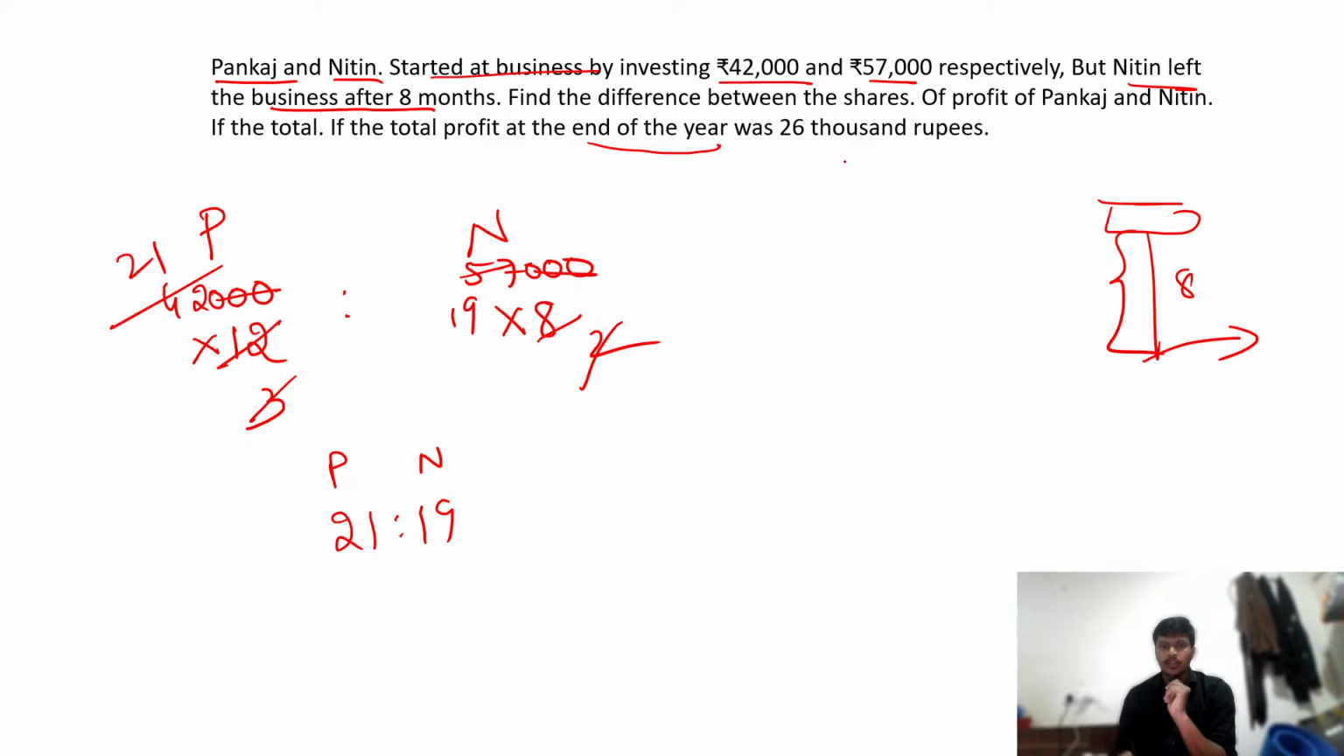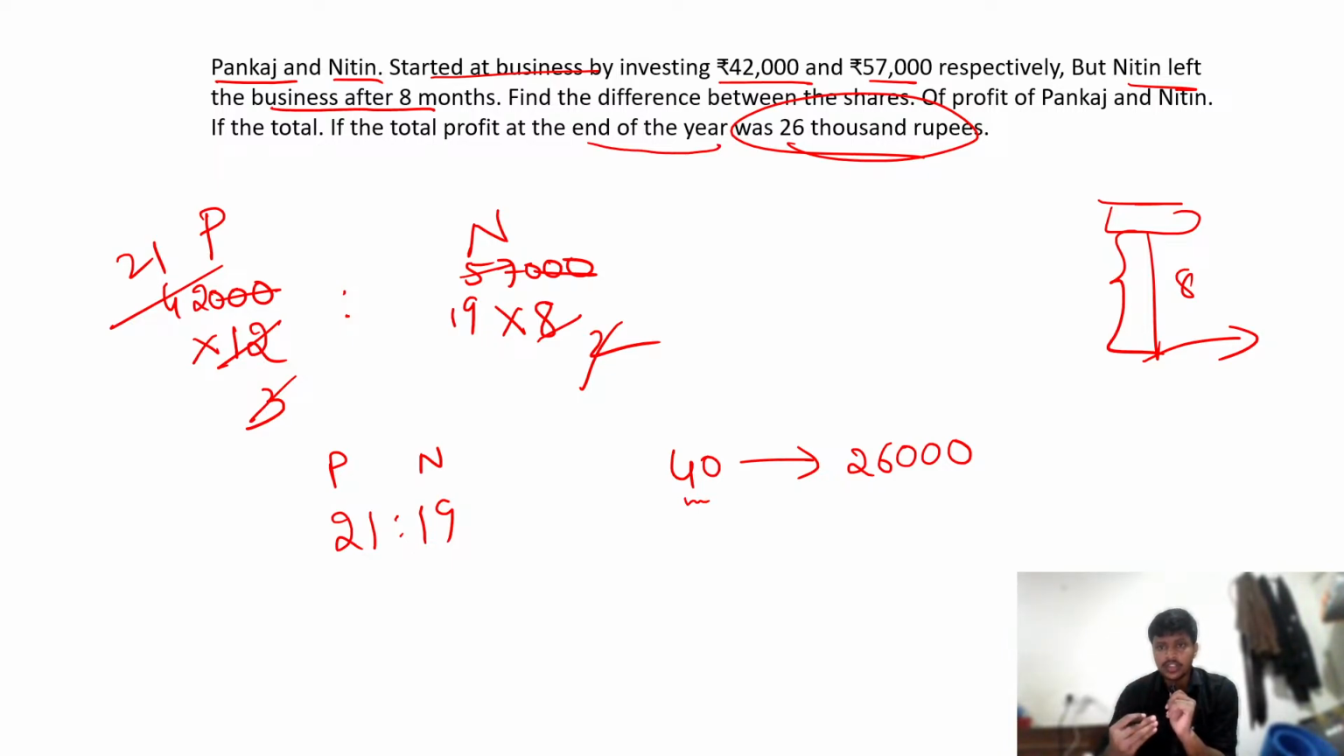But what is the total profit here? 26,000. Here profit 21 plus 19, 40. So 40 units is equal to 26,000 according to our problem. See, you have to add both the ratios, 21 units, 19 units. So 40 units is our profit, but according to the problem, that is 26,000. So if 40 units value is 26,000, what we need to find out?